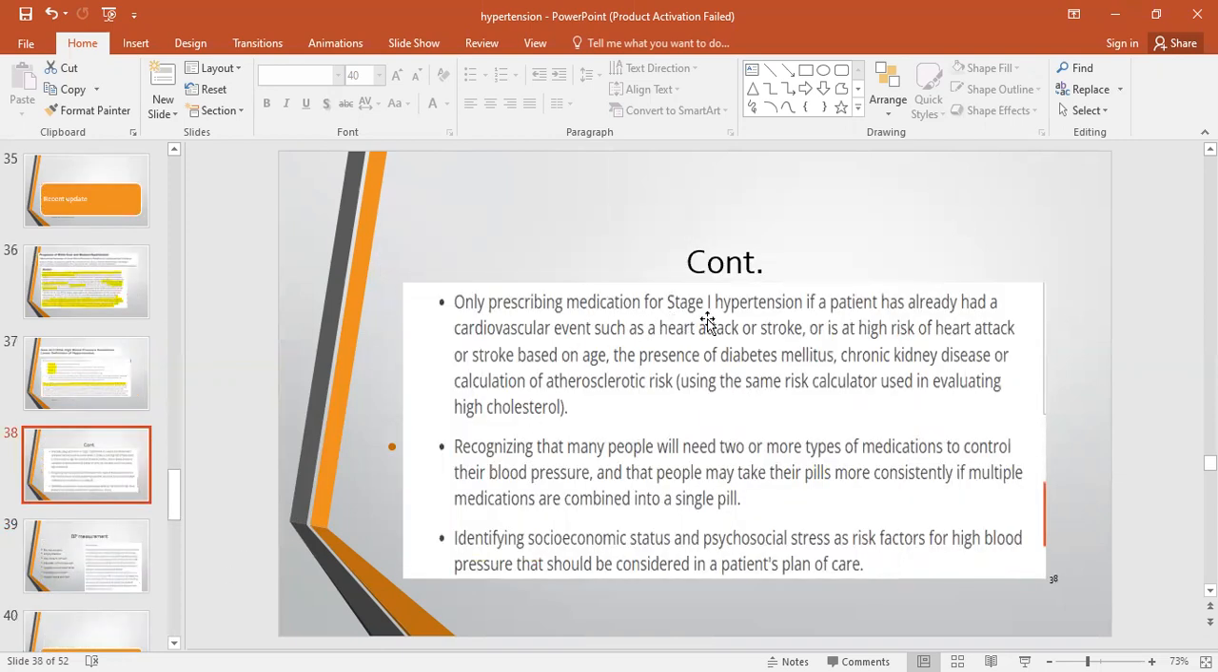Medication is prescribed for stage 1 only if a patient has already had a cardiovascular event such as a heart attack or a stroke, or is at high risk of a heart attack or a stroke, or has diabetes or CKD. The guidelines recognize that many people will need 2 or more types of medication to control their blood pressure, and that people may take their pills more consistently if multiple medications are combined into a single pill. They also identify socioeconomic status and psychosocial stress as risk factors for high blood pressure that should be considered in a patient's plan of care.